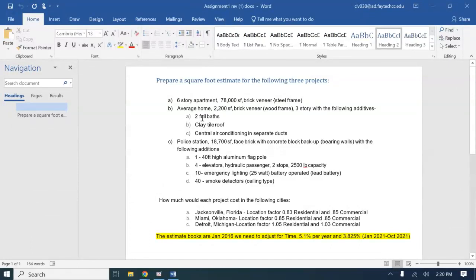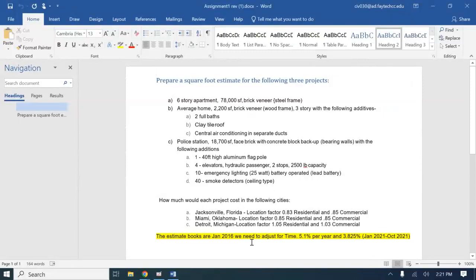So 2 full baths would include one, and I'll show you how to read it, where we're actually going to just need to add 1, and I'll explain. And then a police station with 18,700 square feet, face brick with concrete block backup, bearing walls, with the following additions: 1 40-foot high flagpole, 4 elevators, 10 emergency lights at 25 watts, 40 smoke detectors. And then you can go ahead and change it.